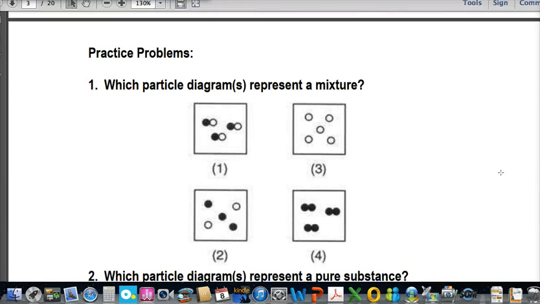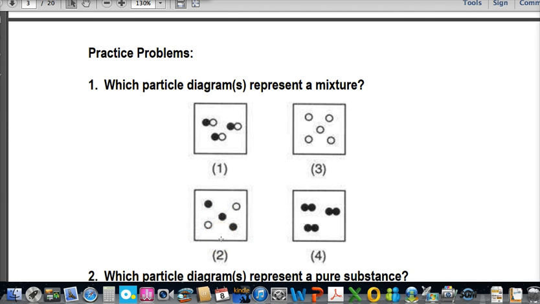Let's look at a couple of examples of practice problems. It says which particle diagram or diagrams represent a mixture. Well, this is just one compound. It's three particles of that same compound, so it's not a mixture. This is a monatomic element, not a mixture. This is our mixture right here. You have a mixture of two different elements, the element with the closed circle and the element with an open circle. So this is our mixture.